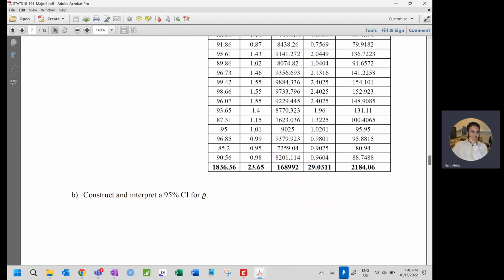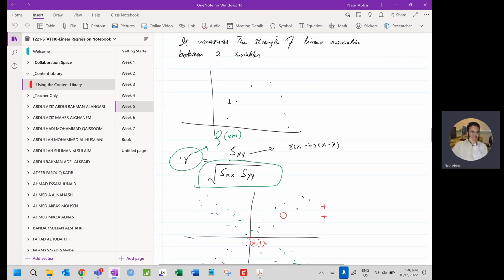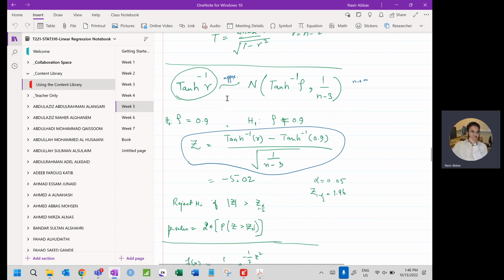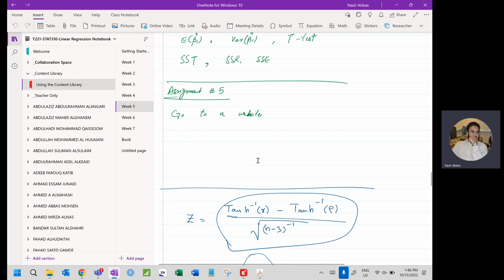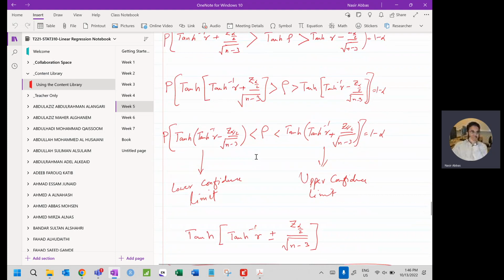Construct and interpret a 95% confidence interval for rho. Which week? Let me show you where it is. Rho. Where is rho? Week 5? 5. Here it is. Where is the confidence interval? Here it is. Here is the confidence interval for rho. This is what you are supposed to do. You are supposed to find R and plug it into this thing.